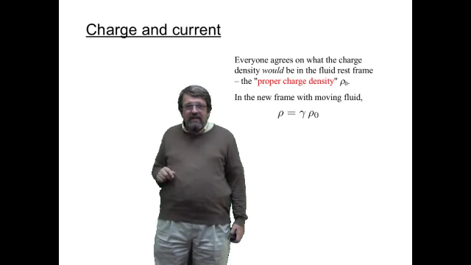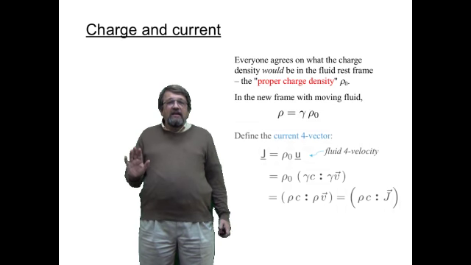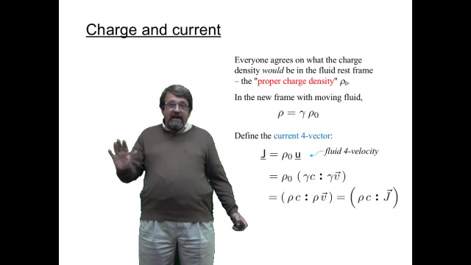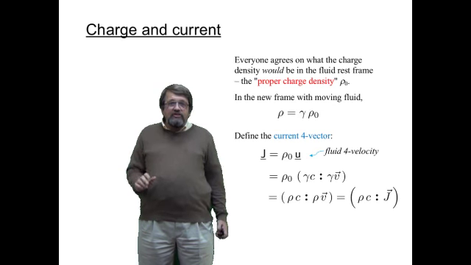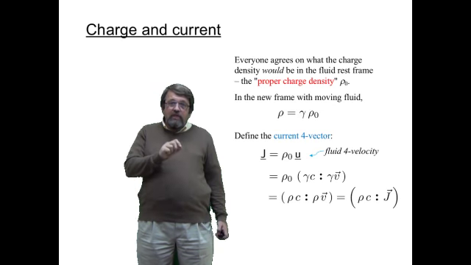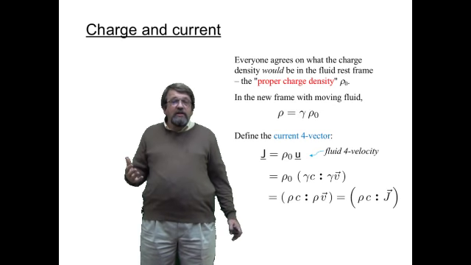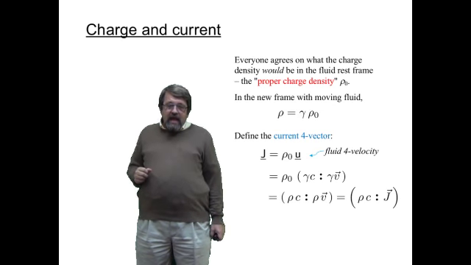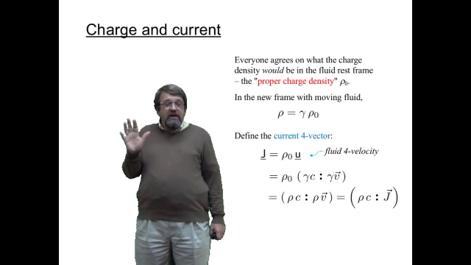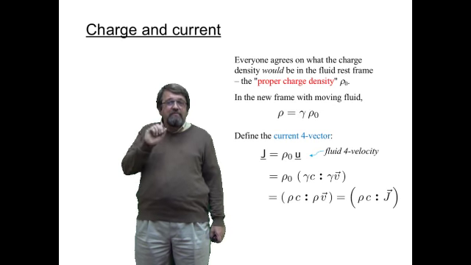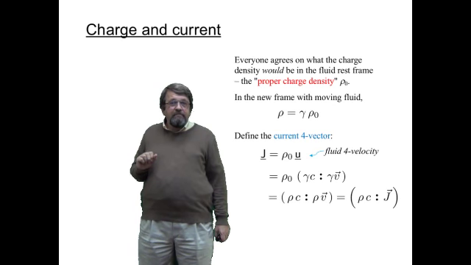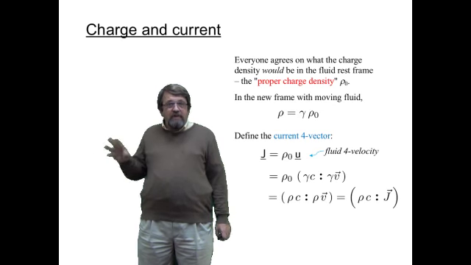The answer is fascinating. Let's define a new 4 vector. The 4 vector is just the product of the proper charge density and the 4 velocity of the fluid, and that's called the current 4 vector. So it's rho naught times u, which means it's rho naught times the 4 vector whose components are gamma c for the time part of the 4 velocity, and gamma v for the space part of the 4 velocity.